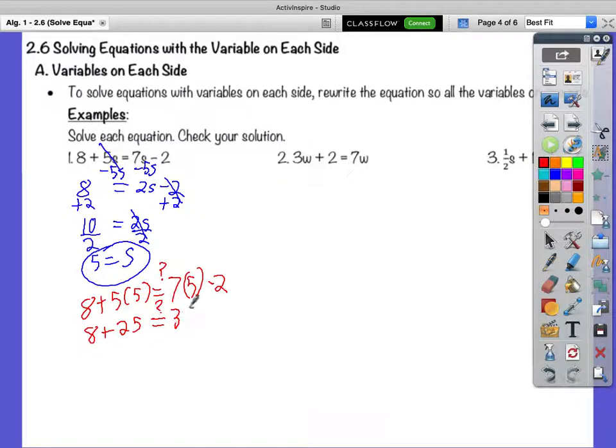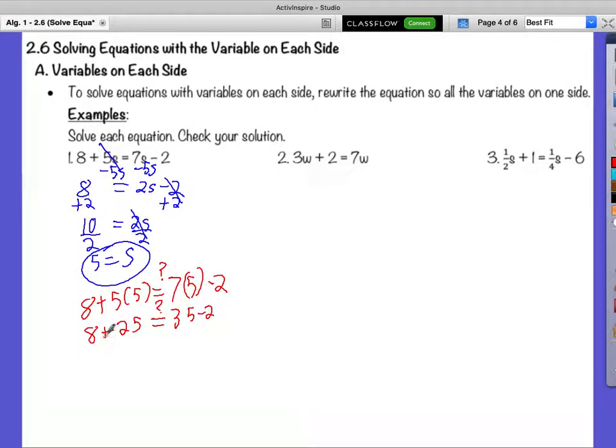That looked like Matthew's. What is 8 plus 25? 8 plus 25 is 33. What's 35 minus 2? 33. Does 33 equal 33? I think so. Heck yeah, it worked! Woo!